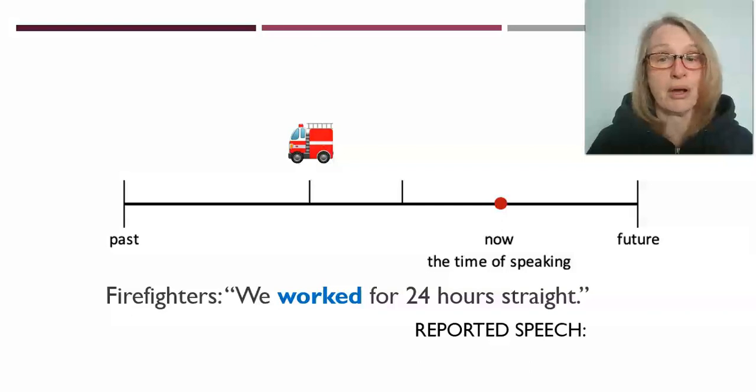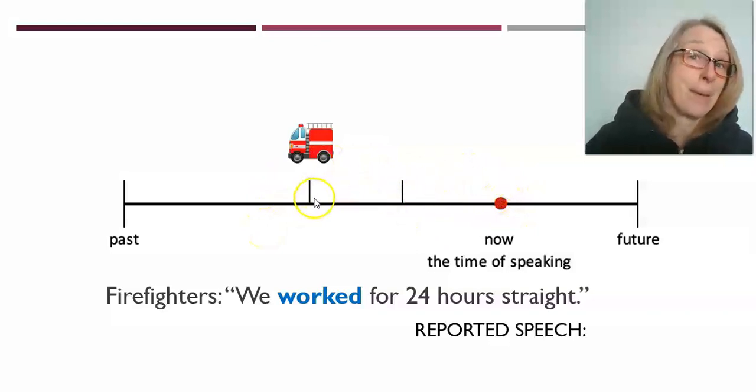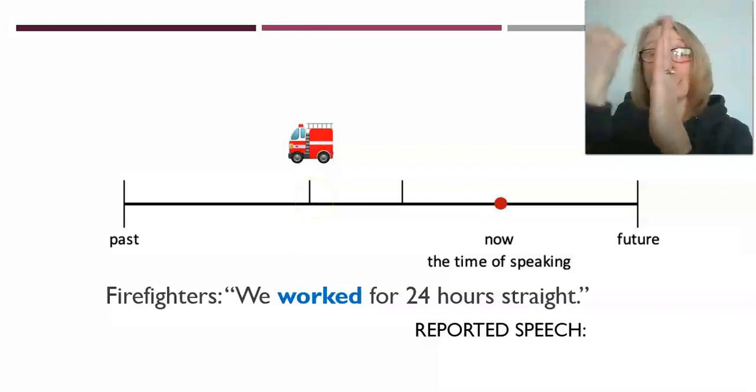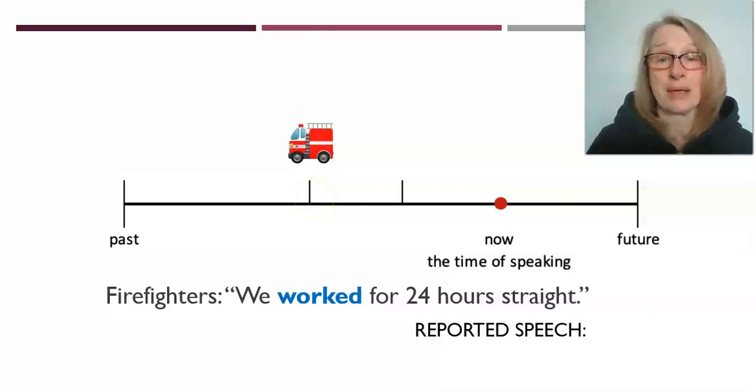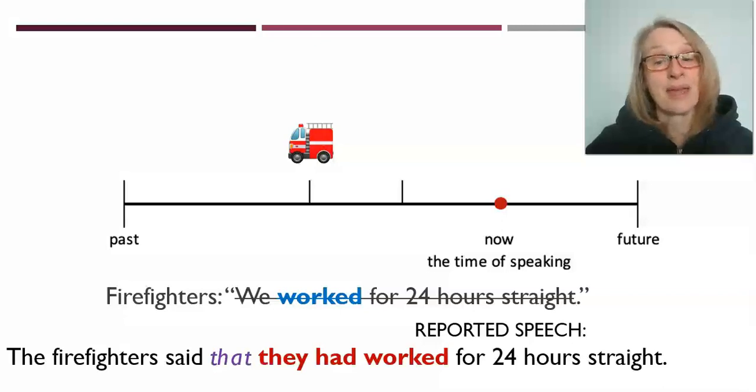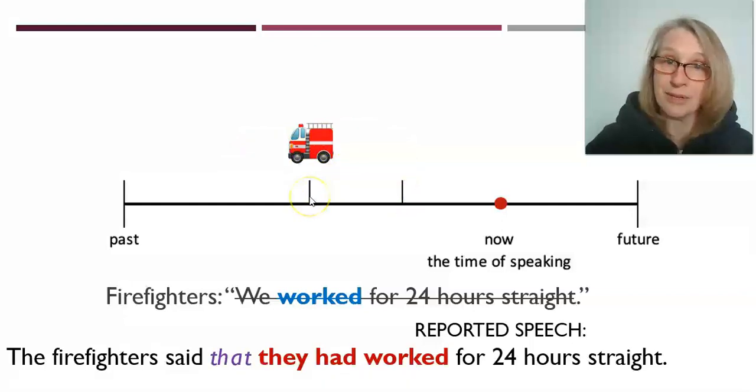You are reporting on what the firefighters said happened to them in the past. You have to go back past perfect. You have to go back now 2 spaces into the past when you report this speech. So you're going to say, the firefighters said that they had worked for 24 hours straight. When somebody says something to you and they are talking about a past event, when you report what that person said to you about a past event, you use the past perfect.